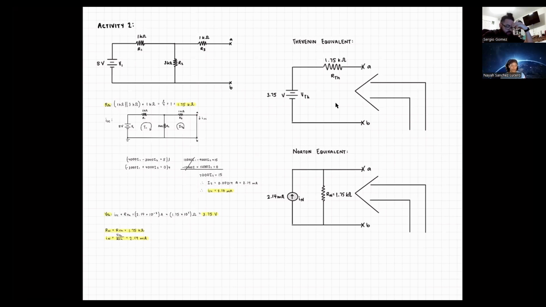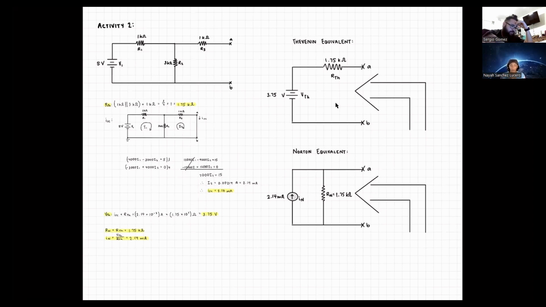With that, we set up the Thevenin circuit. We used V equals I times R with the 1.75 kilo ohm theoretical resistance and the short circuit current of 2.14 milliamps to find a theoretical voltage of 3.76 volts. With those numbers we set up the Thevenin equivalent, which is on the screen right there, of 3.75 volts and an R theoretical in series of 1.75 kilo ohms.